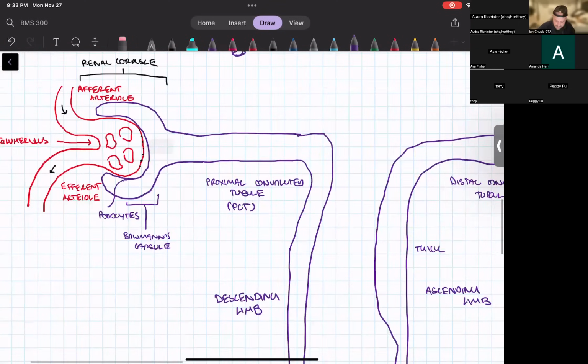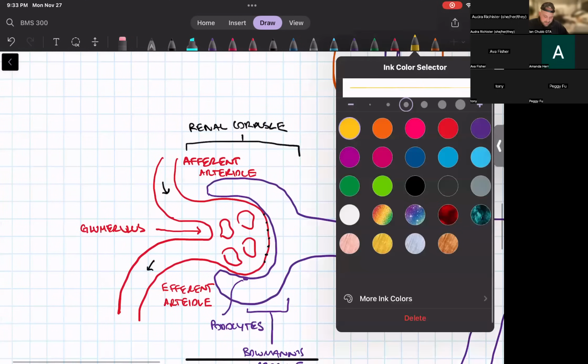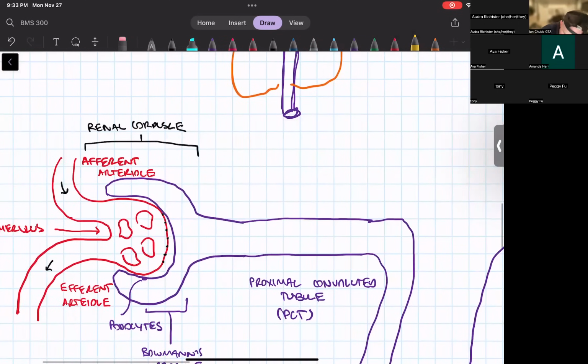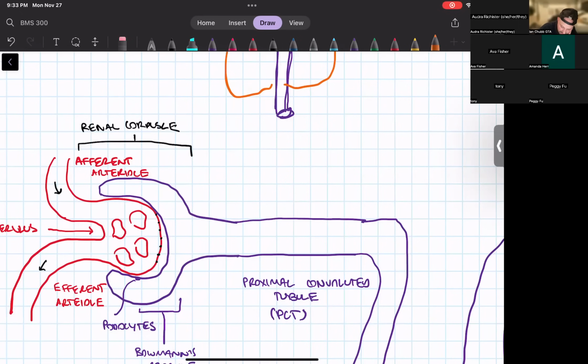So kind of starting at the top here, let's go through some of the pressures that we have going on. So like we talked about with lymphatics, the pressure that comes from the left side of the heart is going to cause something that pushes fluid from the blood into Bowman's capsule.